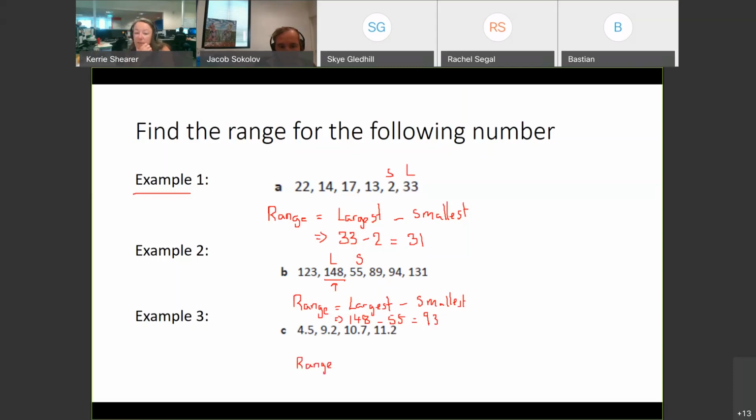Right, some answers are starting to come in. Cool. 6.7 seems very popular, Jacob. All right. So in this case, the largest number is 11.2, and the smallest number is 4.5. So our answer should be, Kerry. Well, we're going to subtract 4 from 11.2, so I get 7.2, and then I'm going to subtract 0.5, so I'm going to get 6.7. 6.7. Brilliant.